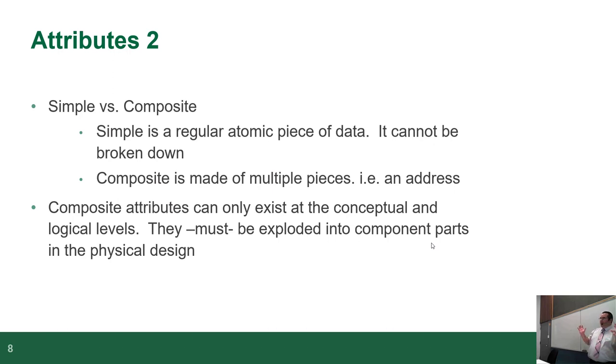So when you're designing, composite attributes can only exist at the conceptual and logical levels. When you're doing the initial design, you can put down the word address. You can say, this concept has an address, this student has a home address and a mailing address. You can just put those words in there and people know what they are. But once you go into the physical design, they must be broken down to their component pieces. Therefore, at the physical level, there's no such thing as a composite piece of data. It is what it is.